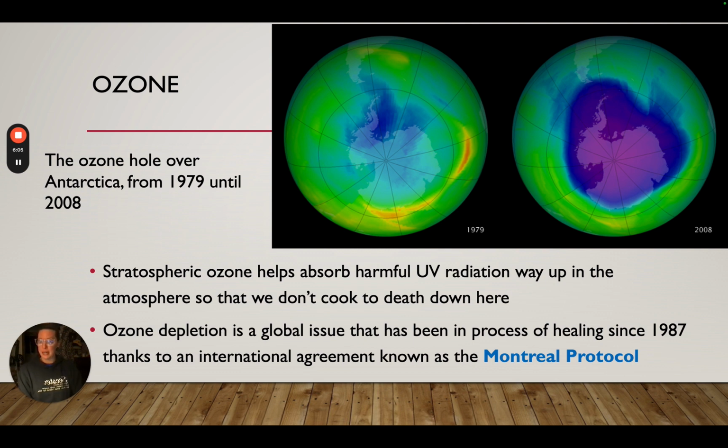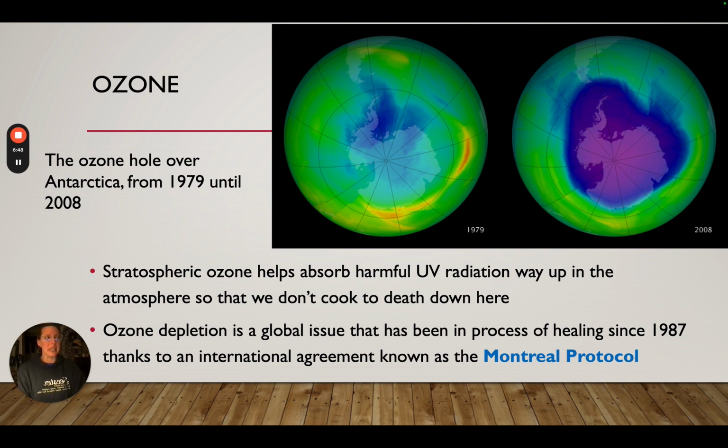But this is a global issue, right? This affects everybody. And it has been in the process of healing since about 1987, thanks to an international agreement called the Montreal Protocol. This was back when we believed scientists when they rang the alarm bells. Some folks who started monitoring just over Antarctica were noticing this hole as it appears every year. And these are measured in what are called Dobson units. Just like your body temperature is measured in Fahrenheit, it's just a unit of measurement for this particular feature.